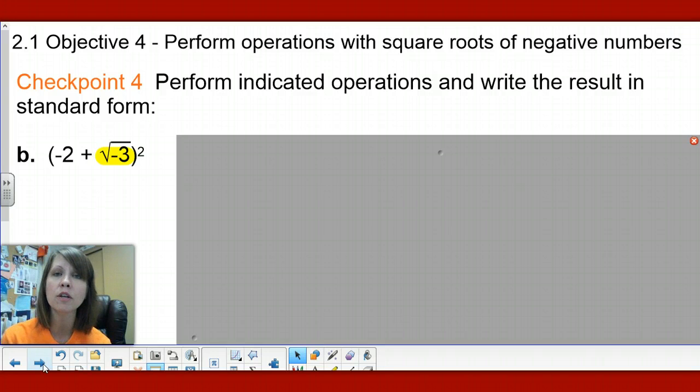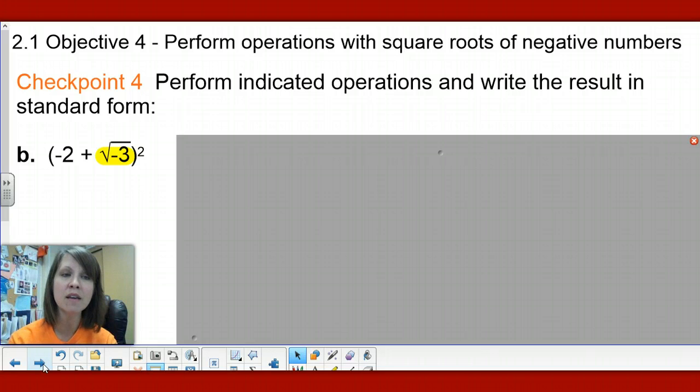Okay, so 2.1 objective 4. Perform operations with square roots of negative numbers. Perform the indicated operations and write the result in standard form. Again, that's that a plus bi format. All right, so we see -2 plus the square root of -3 squared.